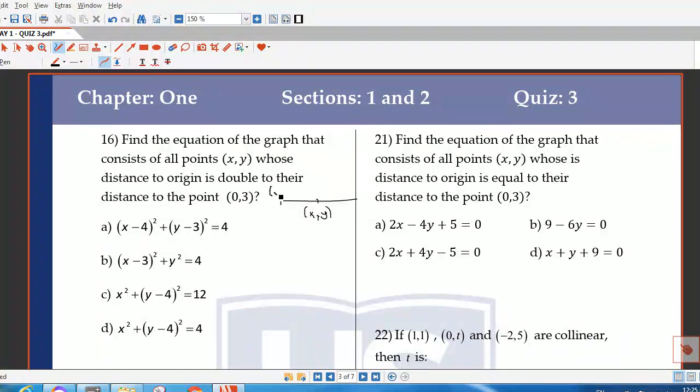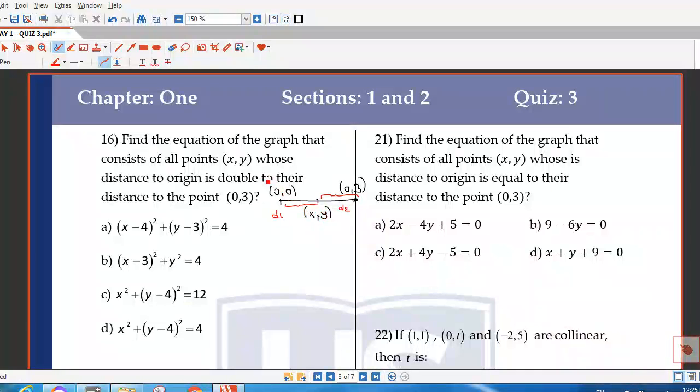We are talking about 3 points. One of them is xy, the other is the origin, the other point is mentioned, which is (0, 3). And this question is actually about distance between the 2 points. There will be 2 distances. One of them is the distance from origin to xy, let's call it d1. The other distance is from xy to (0, 3), it is d2.